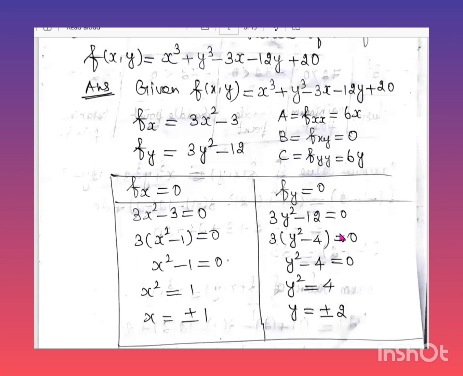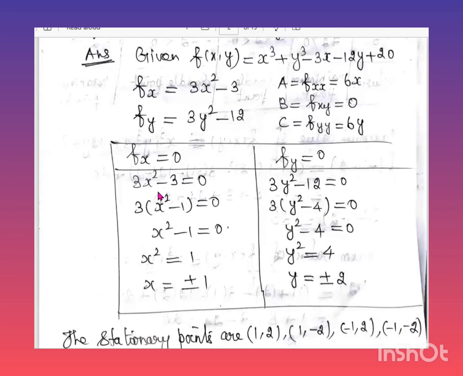I have taken here. So dou f by dou x is equal to 0. 3x square minus 3 is equal to 0. 3 is common in each term. So 3, if we are taking as a common, 3 into x square minus 1 is equal to 0. X square minus 1 is equal to 0. X square is equal to plus 1. X equal to plus or minus 1. 3y square, fy is equal to 0 means 3y square minus 12 is equal to 0.